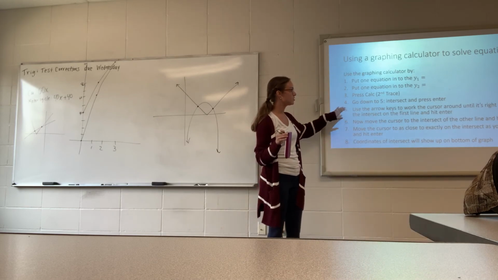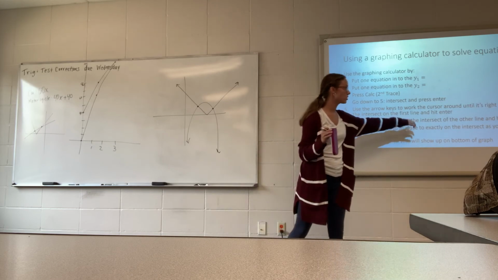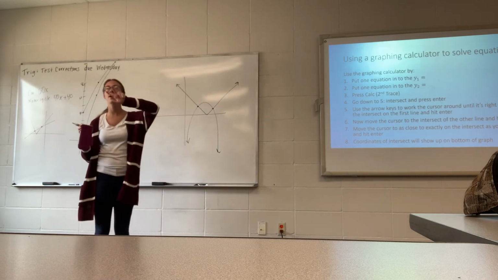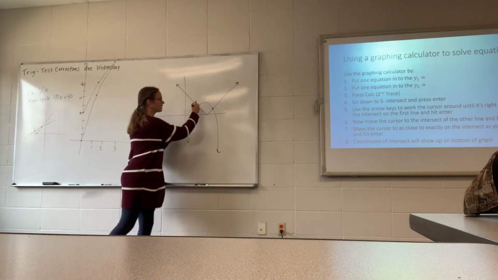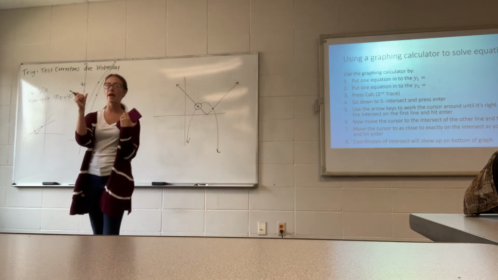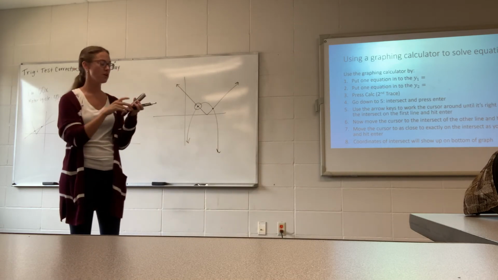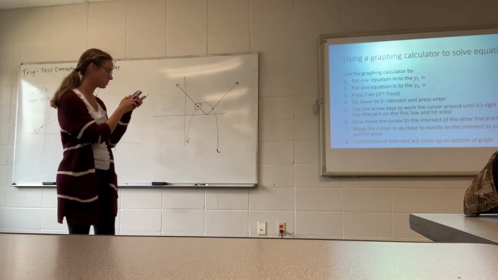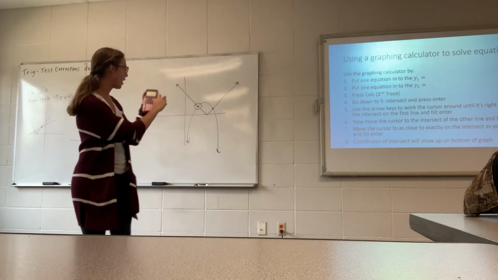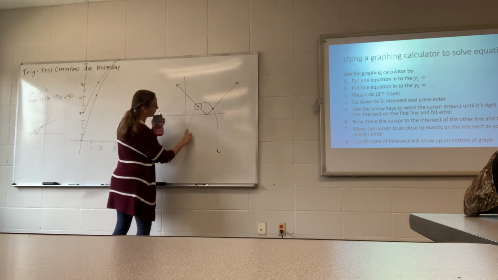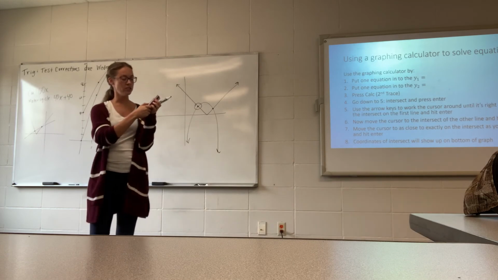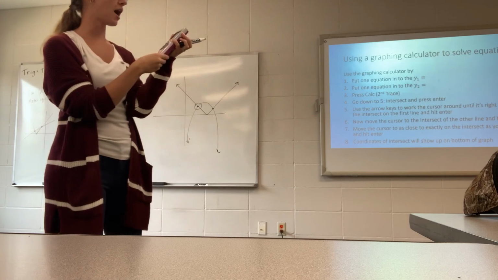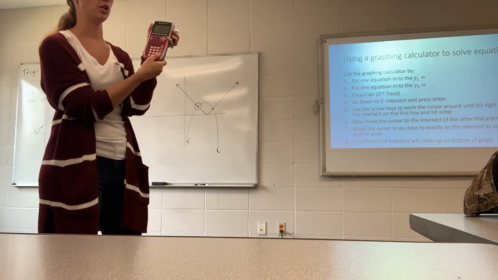So what it says is use your arrow keys to work the cursor around until it's right next to the intersect on the first line and hit enter. Okay, so we have two intersects. We are just going to focus on this one right now. We are going to hit enter on this point 3 times. If you take your cursor, your little left and right, you should see a cursor start moving. It's probably going to come up on your quadratic. And once your cursor is flashing on top of where that intersect is, you hit enter.